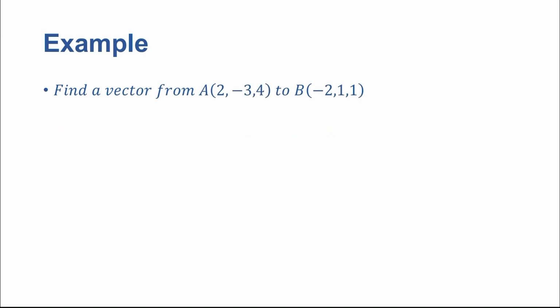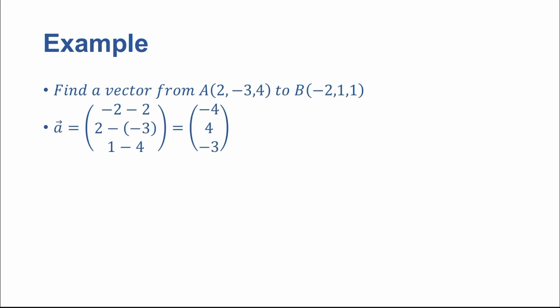All right, so now let's do an example. Let's find a vector from point A to point B if A is (2, -3, 4), and B is (-2, 1, 1). What we do is we just subtract the A's from the B's. So we get -2 minus 2, 1 minus negative 3, and 1 minus 4. So we get vector A is equal to (-4, 4, -3). That describes the components of our vector.